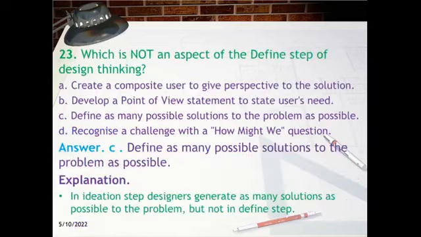23. Which is not an aspect of the define step of design thinking? A. Create a composite user to give perspective to the solution. B. Develop a point of view statement to state user's need. C. Define as many possible solutions to the problem as possible. D. Recognize a challenge with a how might we question. Answer. C. Define as many possible solutions to the problem as possible. Explanation. In ideation step, designers generate as many solutions as possible to the problem, but not in define step.